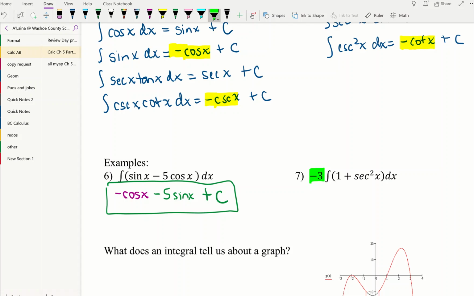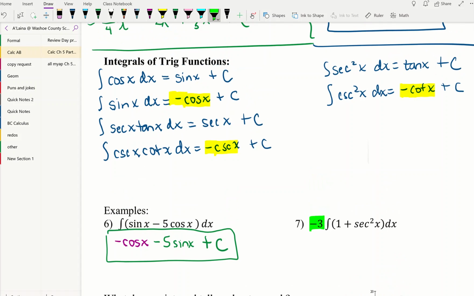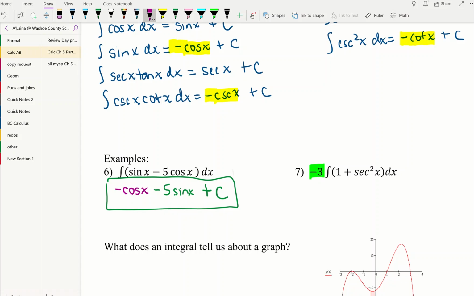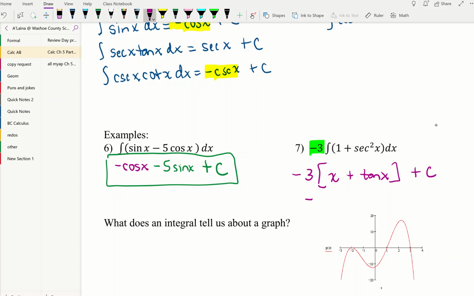Now this one is interesting because if you look at this, you might notice the secant squared. But what about the 1? So we can have a mix of some polynomial expressions and some trig expressions in the same problem. So I'm going to do -3 times, well, the integral of 1 is x, and the integral of secant squared is tangent of x, and then there's a plus c at the end. We can distribute this and write this as negative 3x minus 3 tangent of x plus c.